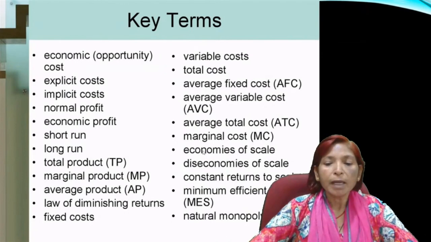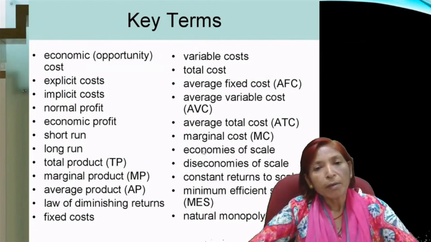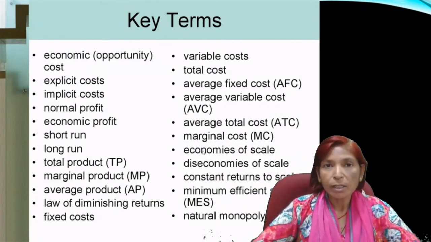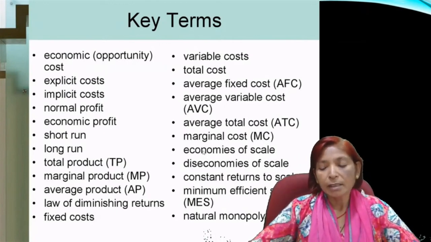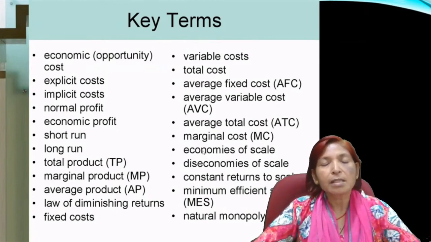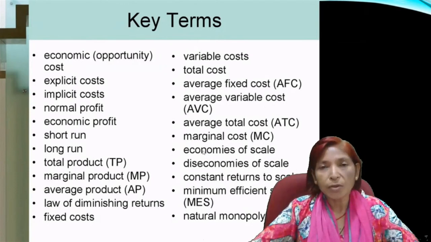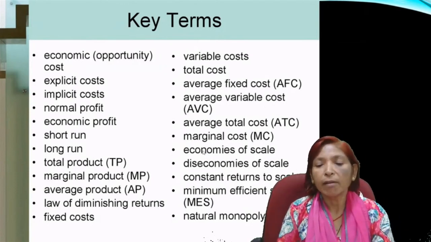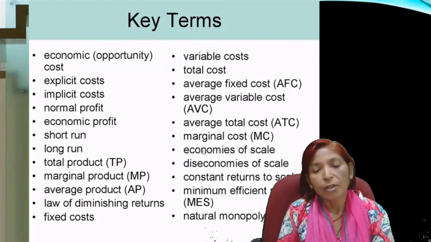Next is minimum efficient scale. Minimum efficient scale is that level of scale at which the producer gets the same amount whatever he is using in producing goods and services. So this is minimum efficient scale.